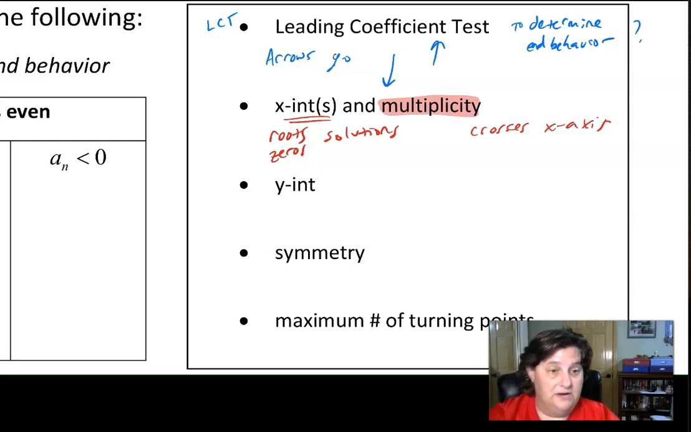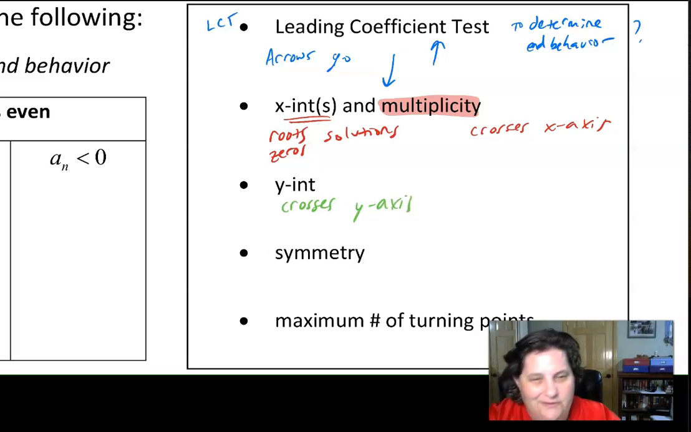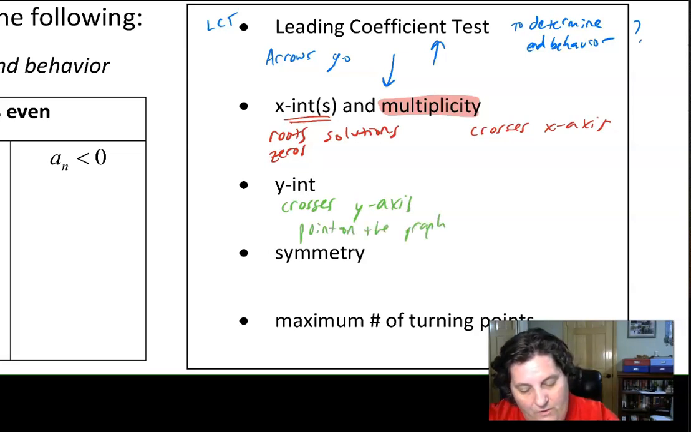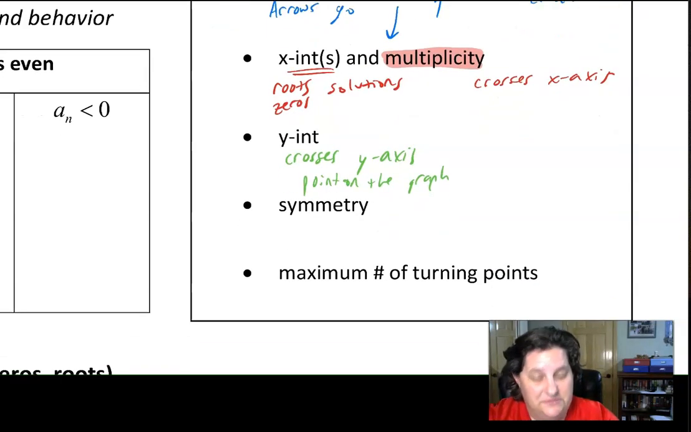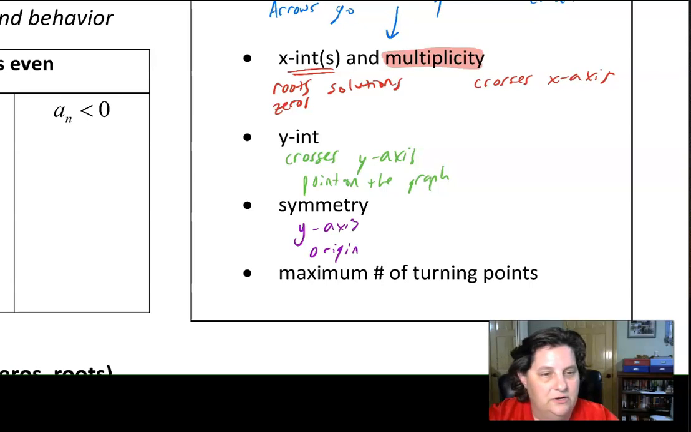We're also going to talk about the y-intercept. The y-intercept is boring. It basically is just where it crosses the y-axis. Nothing super important about the y-intercept. It basically just gives you an extra point on the graph. We're going to talk about symmetry. There are two types of symmetry we're going to look at, even and odd symmetry. One has y-axis symmetry. One has origin symmetry. We'll talk about all that.